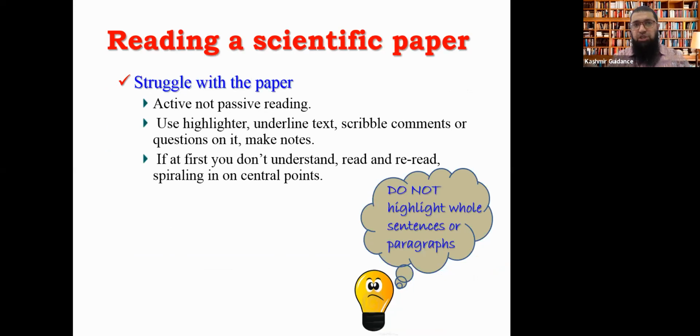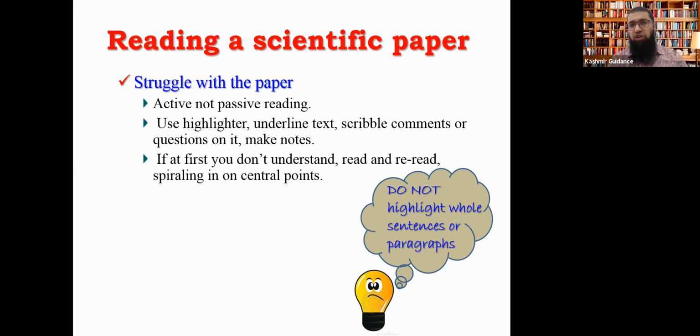So reading a research paper, there are a number of struggles with the paper. You know that a research paper is written in the passive voice, but you have to be active while you read research papers. I always suggest you use a highlighter, underline text, scribble comments or questions on it, and make notes. This will make it easier for you to comprehend and get the maximum from research papers.